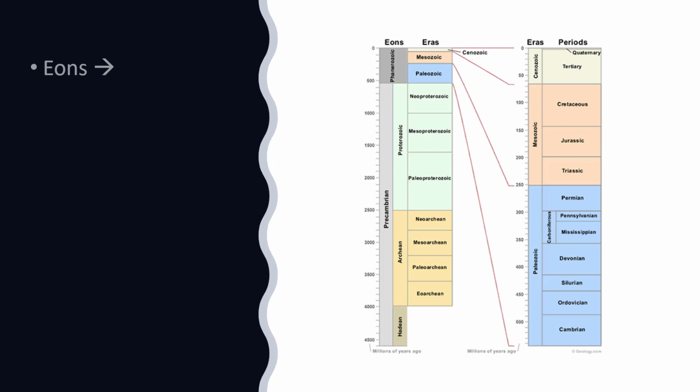So when I first went to school many, many years ago, geologists didn't know near as much as we do today about these first 3 eons, which comprise 85% of the history of the Earth. And geologists would collectively refer to these 3 eons as the Precambrian eon.